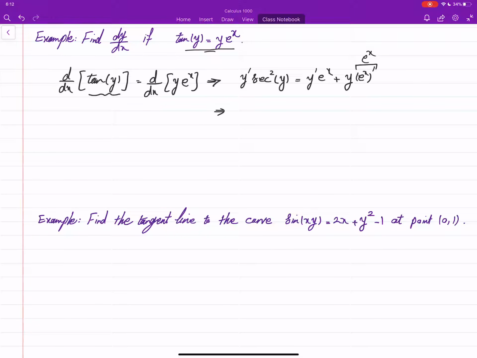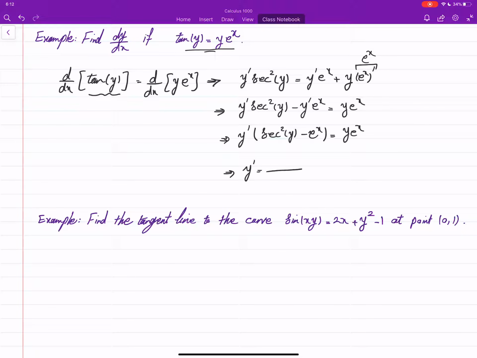Then we have an equation in terms of y prime, and we can solve it by separating it. That means bring all the terms which have y prime to one side and factor y prime, and then divide by the multiple of y prime. You find y prime, well, in terms of x and y, but that doesn't matter here, you just find y prime.